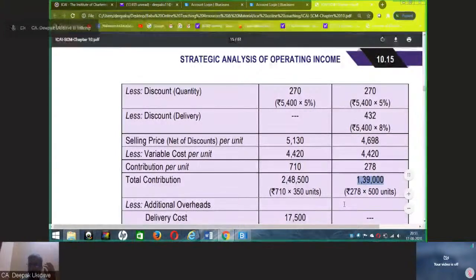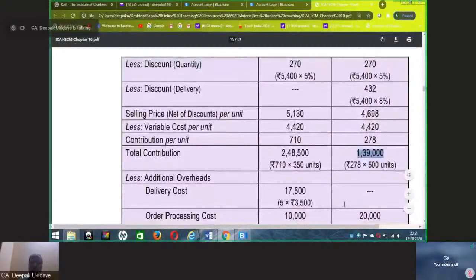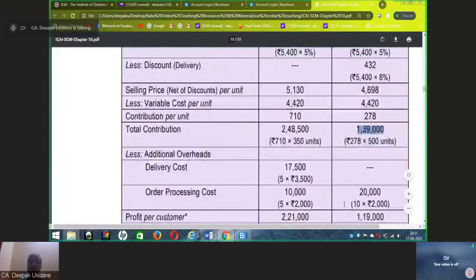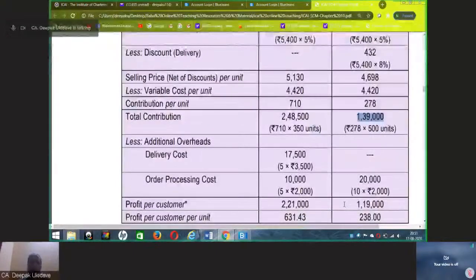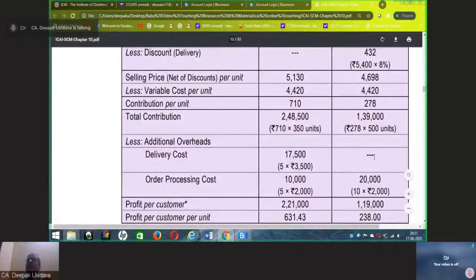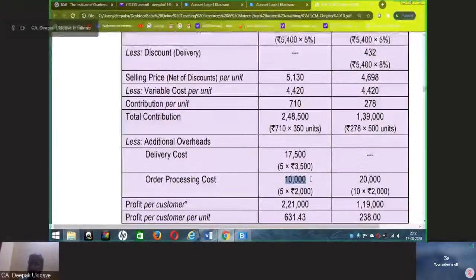Now there are additional overheads, delivery cost, and these are overheads for the company. That has to be captured in calculating the profit. They did not come in contribution, but now additional overheads have to be deducted. Delivery cost: 5 deliveries take place for customer A and each delivery is 3,500. So delivery cost is 17,500 for customer A. For customer B, the company will not incur any delivery cost because customer B picks up these goods from the retail store. And order processing cost: 5 orders, so 10,000, at 2,000 each, and 10 orders, so 20,000, at the rate of rupees 2,000. So all this data we have captured.